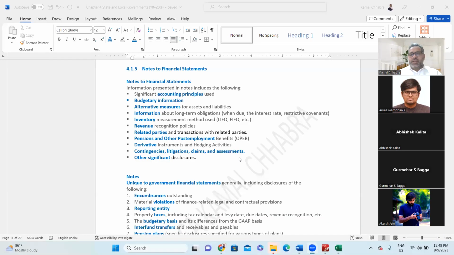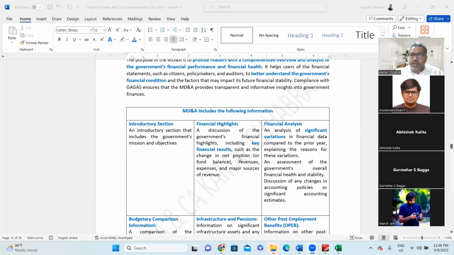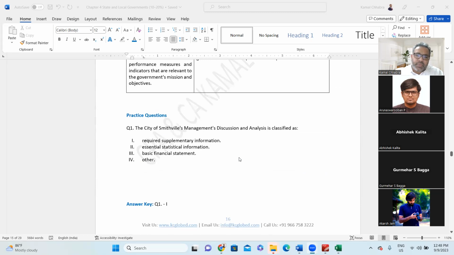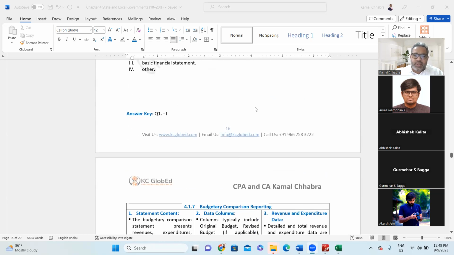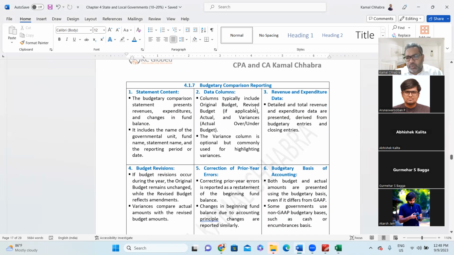Welcome back to the BAR class. Before we went on a break, we finished our Notes to Financial Statements topic, and then we completed our Management Discussion and Analysis topic. Now we are starting the next topic, which is Budgetary Comparison Reporting.